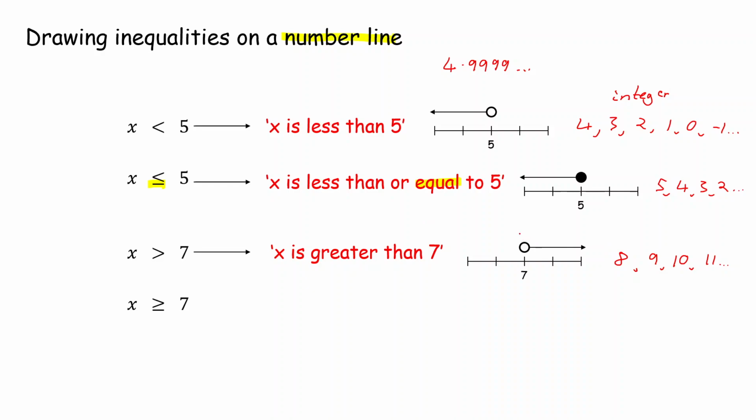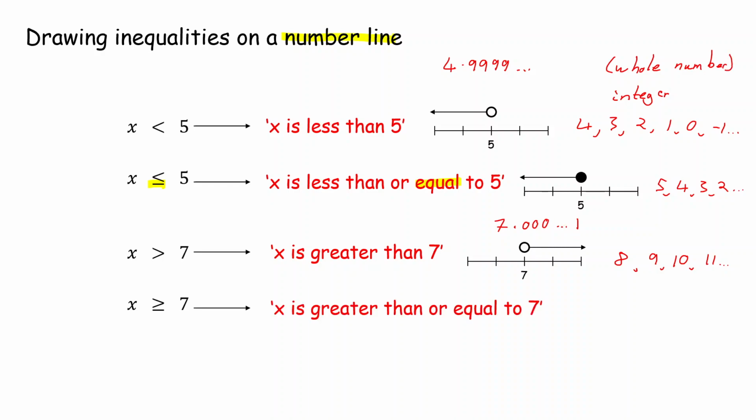You go just above it, okay, which is going to be something like 7.000, loads of zeros, 1. That's just above 7, but again, usually we're looking at the integer, the whole number. Let's make a note of that just so we can see that. Integer just means your whole number. Okay. Good. And then the last one, we've got x is greater than or equal to 7.